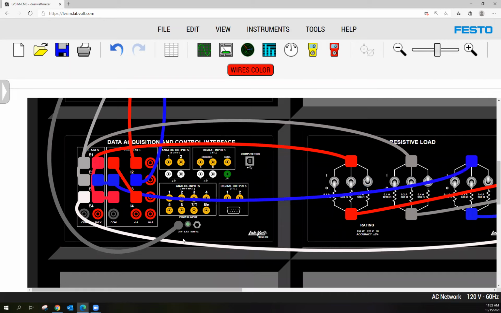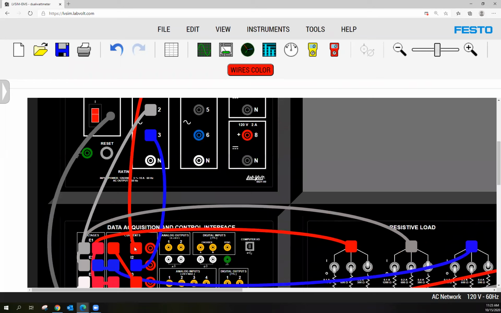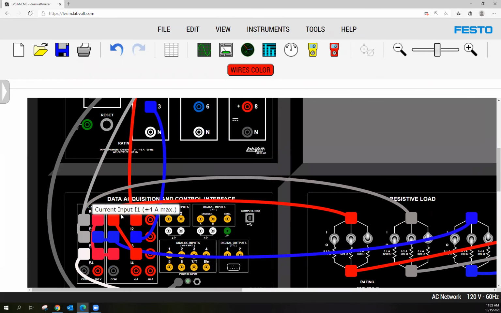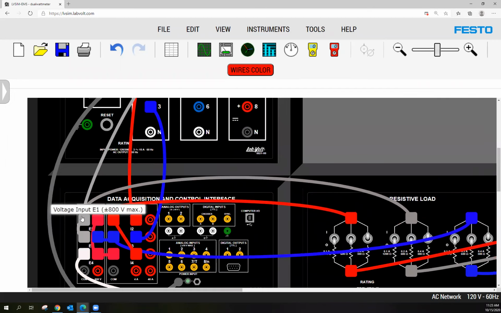And what am I measuring? Here's my three-phase voltage. Line to line is 208, just like we saw before. And here I have ABC. And so the A current, look at this, it's going into this I3 measurement, right? And the A to B voltage is being measured by E1.